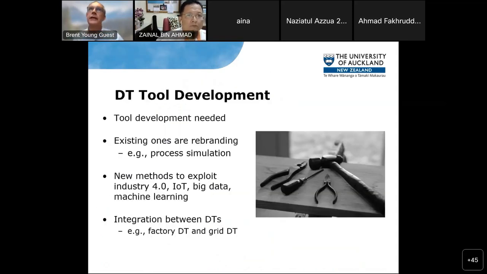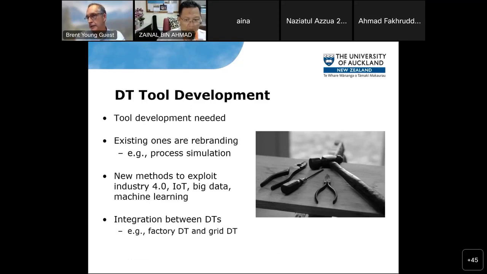So what's needed? Our hypothesis or our argument is the fact that tool development is actually needed. Now, often people will try and sell you a process simulator as a digital twin. And that really is just an example of rebranding. We believe for these digital twins to be useful, to really apply and give that promise of delivery, we need to exploit Industry 4.0, the Internet of Things, big data, and what we know about machine learning.